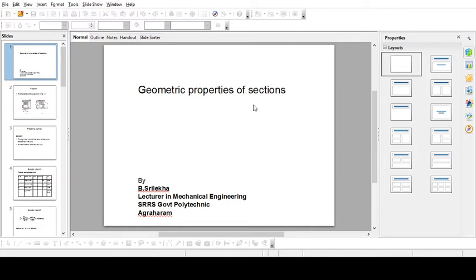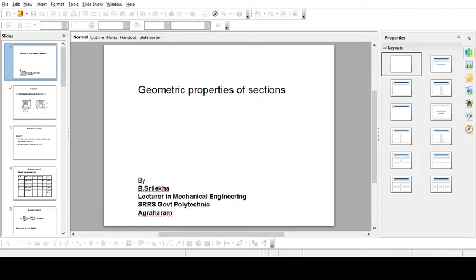Good morning. Today we are going to discuss something regarding geometric properties of sections. Before that, we have already had some information regarding geometric properties of sections. In the previous class, we discussed various concepts, and in today's class, we are going to discuss the problems about that. Let us first brush up the previous sessions' topics.